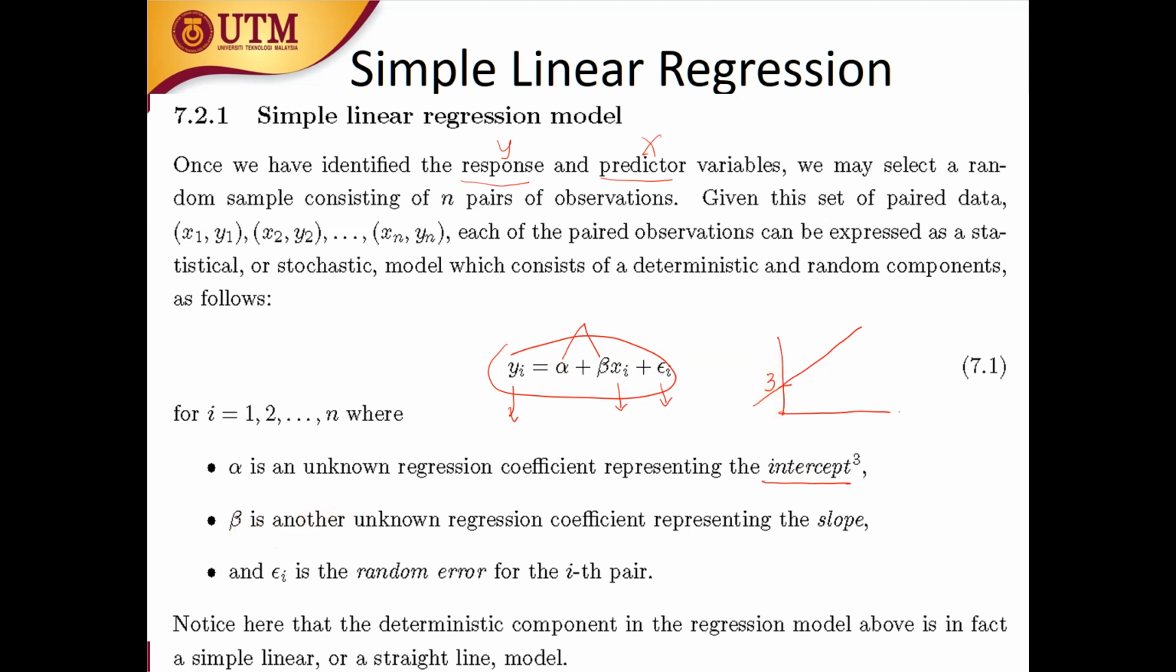Beta is another unknown regression coefficient representing the slope, whether it is increasing or decreasing, going up or going down. So beta can be negative or positive. And epsilon is the random error. Notice here that the deterministic component in the regression model above is in fact a simple linear regression, or a straight line model. So simple linear regression deals with a straight line graph.